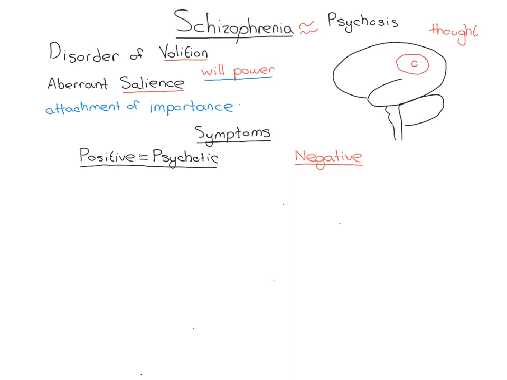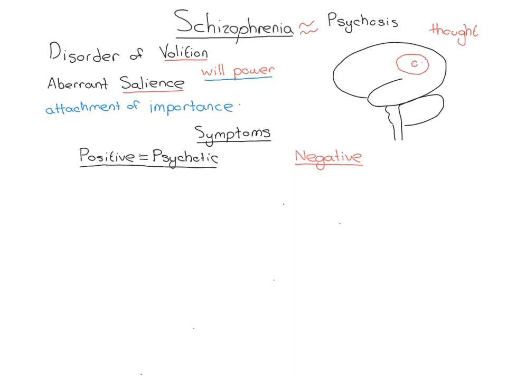The positive symptoms are because thoughts that shouldn't have had salience attached to them are going to have salience attached to them. So these are the symptoms that people with schizophrenia are going to get that a normal person, someone without schizophrenia, would not get. Whereas the negative symptoms are the symptoms that arise because the person with schizophrenia has lost the ability to do things that someone without schizophrenia would be able to do. So the positive symptoms, if you like, are the symptoms that you've gained, whereas the negative symptoms are the symptoms from things that you've lost, hence why we've got positive and negative.